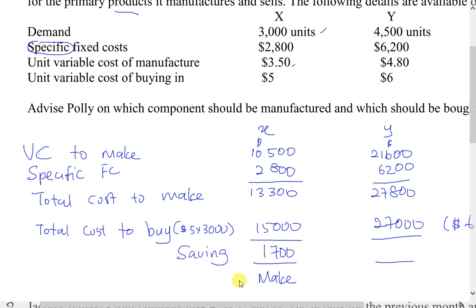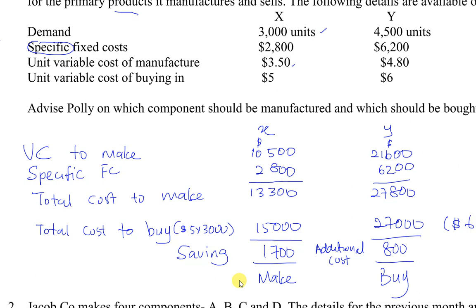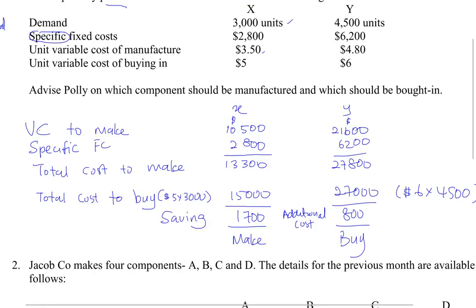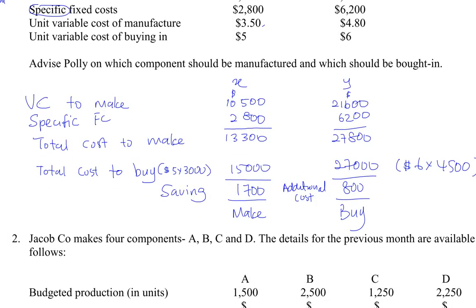To make is 27,800. Buy only 27. This is the additional cost. So to make, these are additional costs. To make, buy. Got it? I mean, is it cheaper to make or is it cheaper to buy?